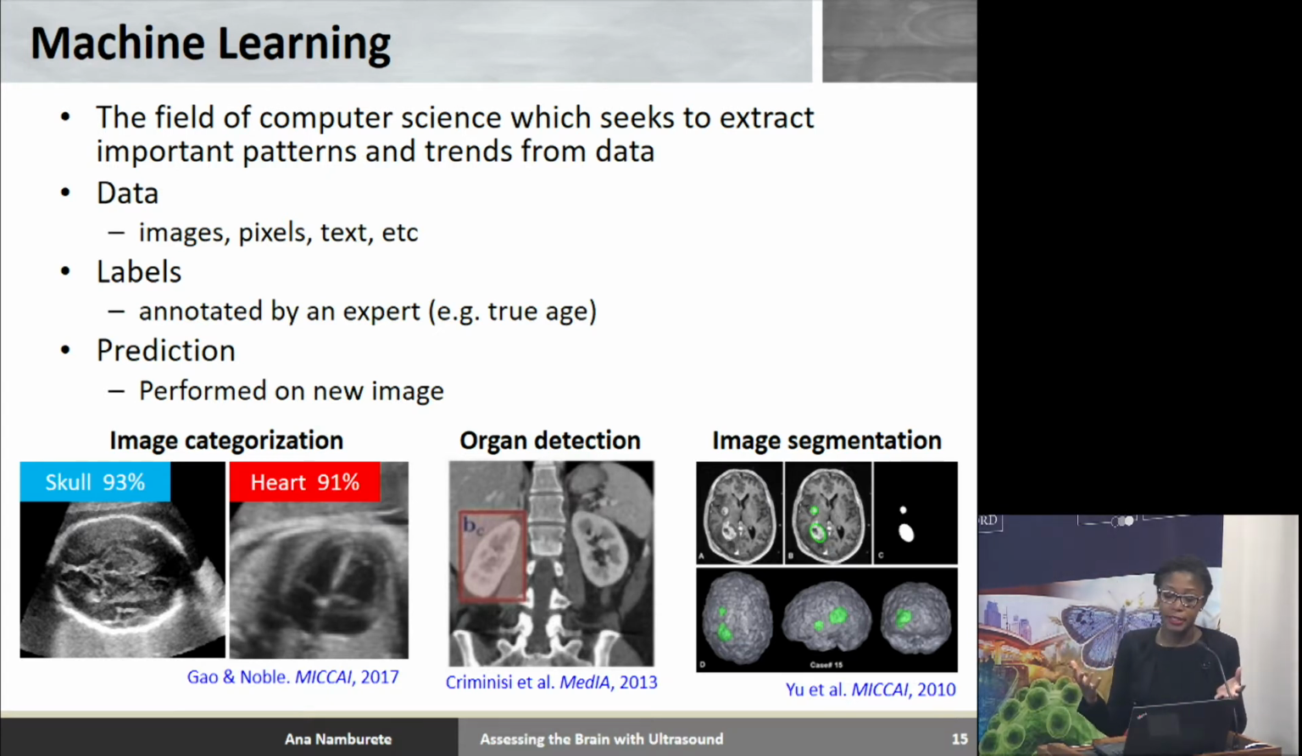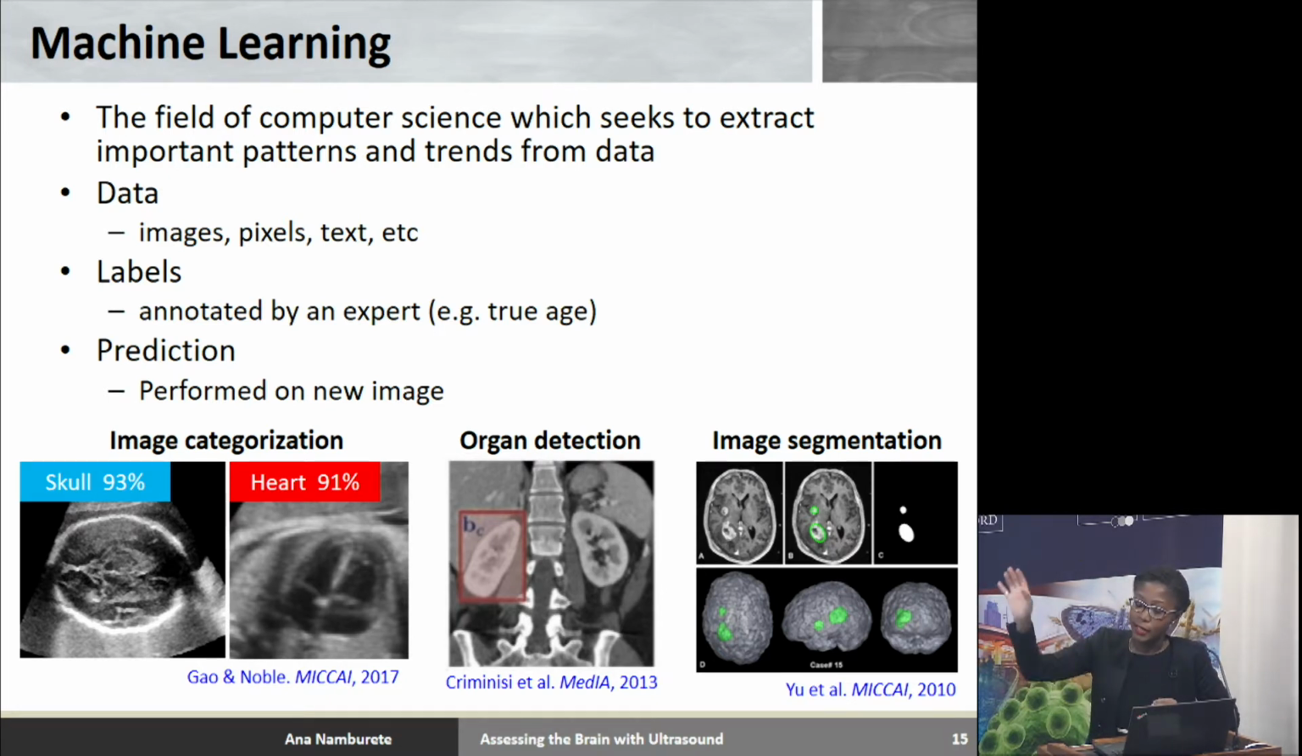All it is, is a field in computer science which really seeks to extract patterns from data. In this case, the data would be images, and they would be annotated or labeled by an expert. So in my case, we have an image of the brain. A clinician will say, yeah, from the menstrual history, we know this is 20 weeks in or 25 weeks in. And then the algorithm will automatically learn what a 20-week brain looks like, what a 25-week brain looks like, and so on. And then we'll be able to predict it.